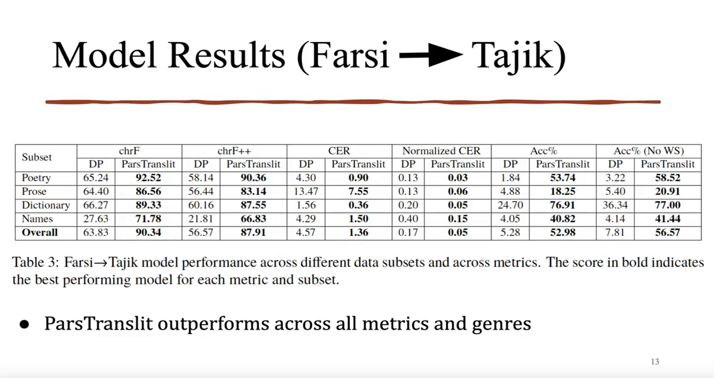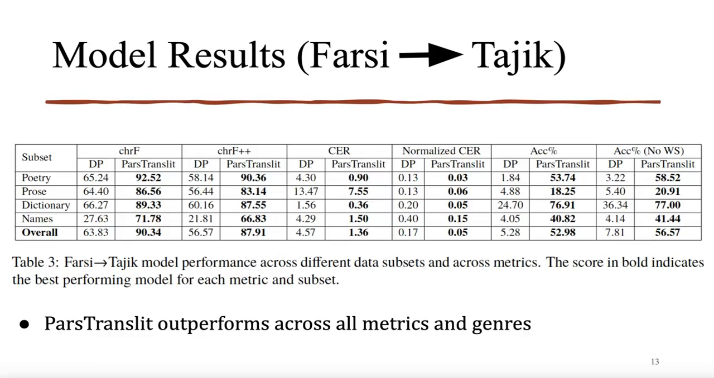So looking at these model results from Farsi to Tajik, at least in comparison to our previous model, DP, we see that we outperform across all genres and across all metrics to a large degree. And we also see some trends that hold true in the other direction as well. You can see here that poetry is easier for our model than prose by a long shot. And entity names prove to be the largest challenge. Our model and the other models see that entity names are the hardest across all these metrics.